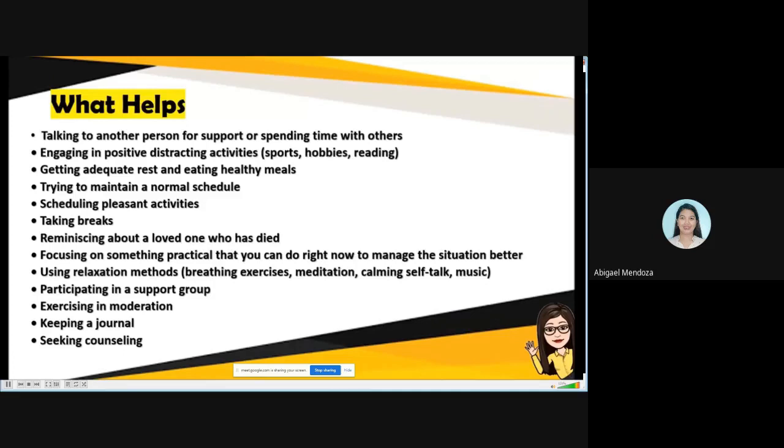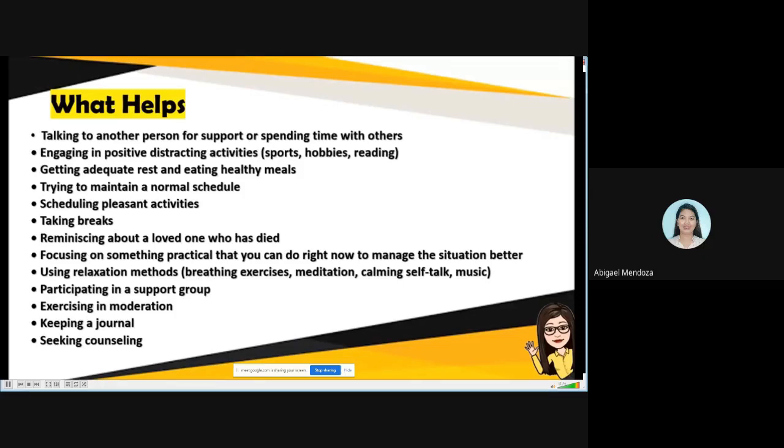Talking to another person for support or spending time with others. Engaging in positive, distracting activities like sports, hobbies, reading. Getting adequate rest and eating healthy meals. Trying to maintain a normal schedule. Scheduling pleasant activities. Taking breaks.